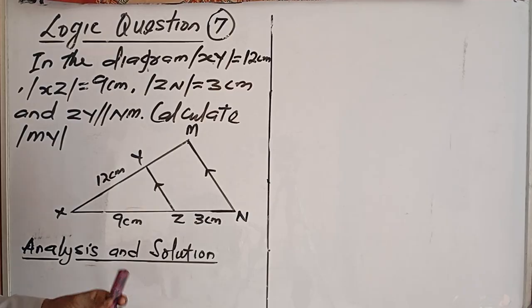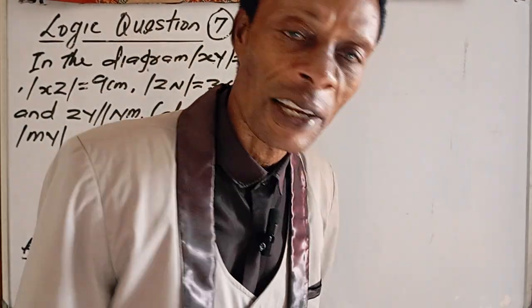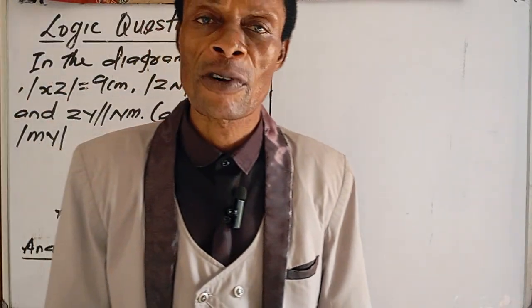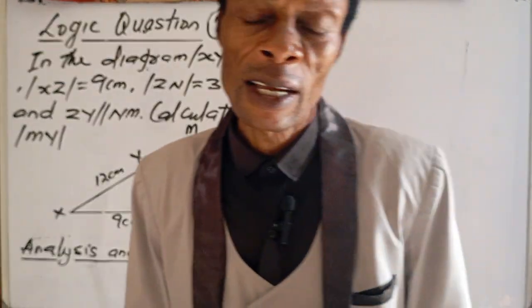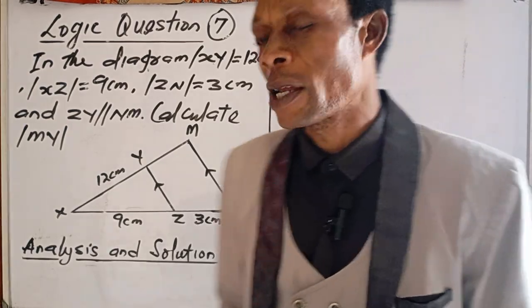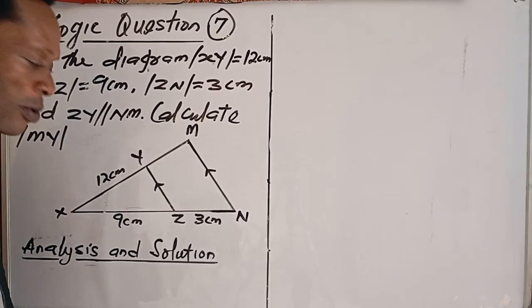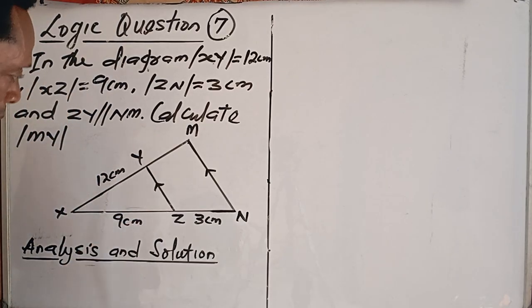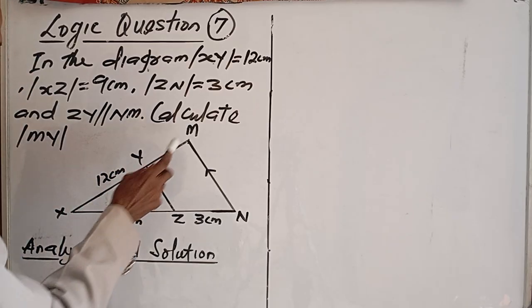So we start with the analysis and the solution. Anytime a question is given, you should be able to identify the topic from which the question is being set. This question is set from plane geometry, and it is all about similar triangles. The triangle XYZ is similar to triangle XMN.